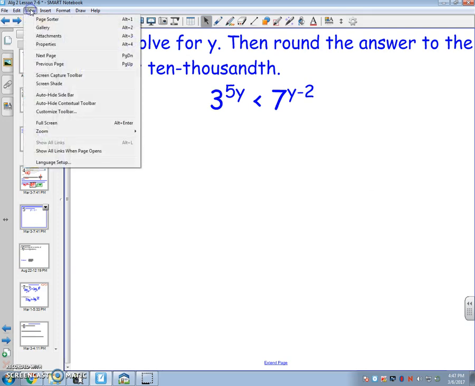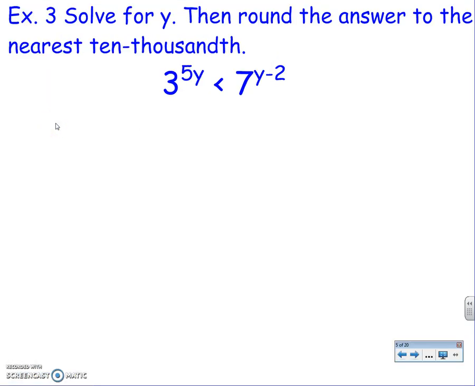All right. Now here's the hardest one. Solve for y, then round the answer to the nearest 10,000th. All right, here they want to do common logs, but I'm going to tell you just do it our way so we can get things to cancel out. First, I'm going to get the y's down, their exponents, so I'm going to log base 3 both sides.